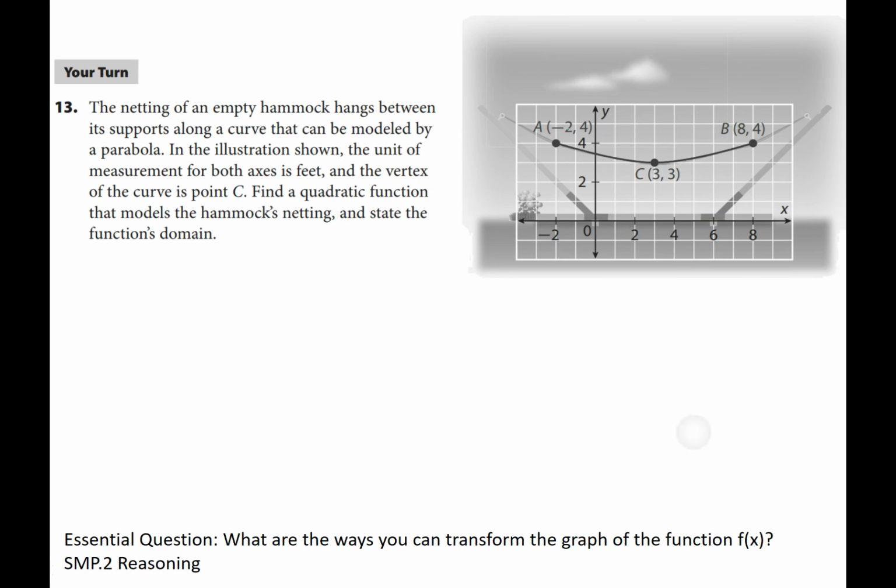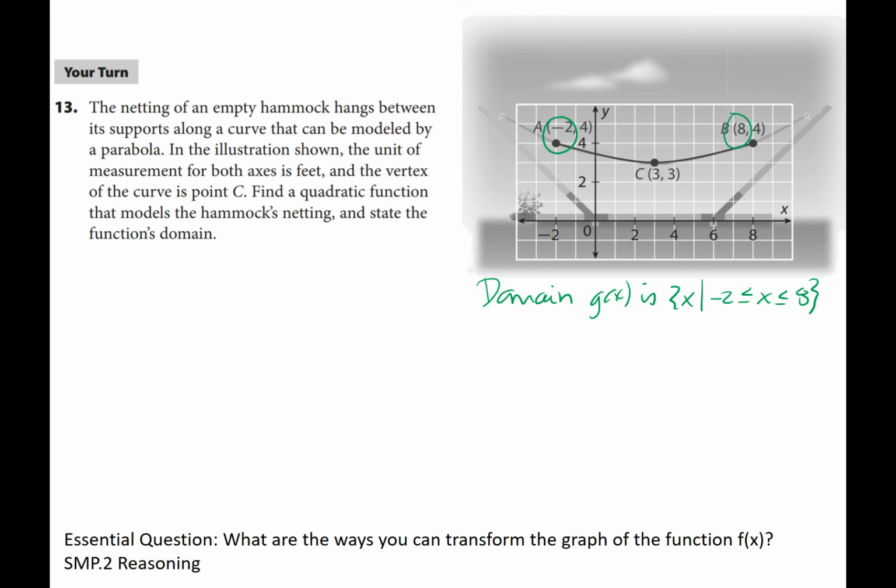We could do the domain right now, couldn't we? Couldn't we take this value and write our little inequality? So we would say the domain of g of x is, and if you want to use little set notation, we can: x such that negative 2 is less than or equal to x, less than or equal to 8. So we've got that piece of the question answered. We still need to find the quadratic function.